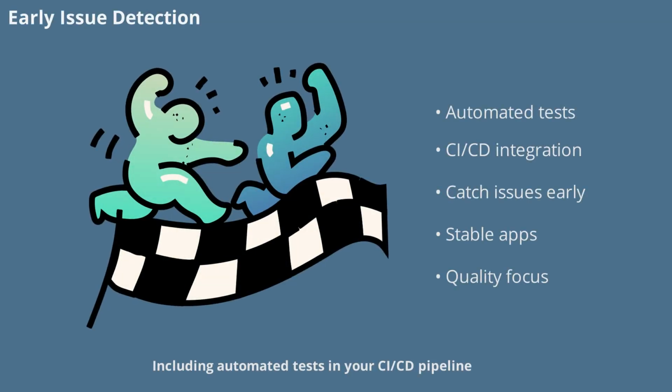Including automated tests in your CI/CD pipeline helps catch issues early in the development process. This proactive approach ensures your app remains stable and reduces the risk of bugs reaching production. Sharing your experience with early issue detection demonstrates your commitment to quality and reliability.